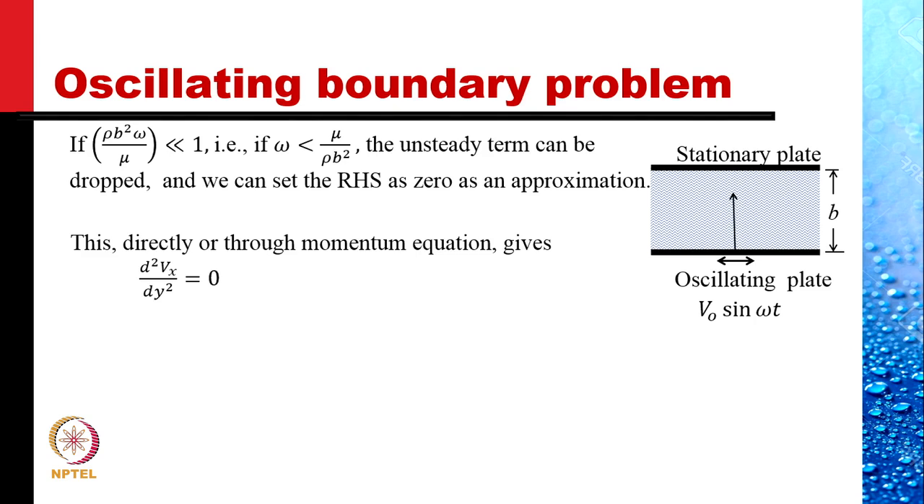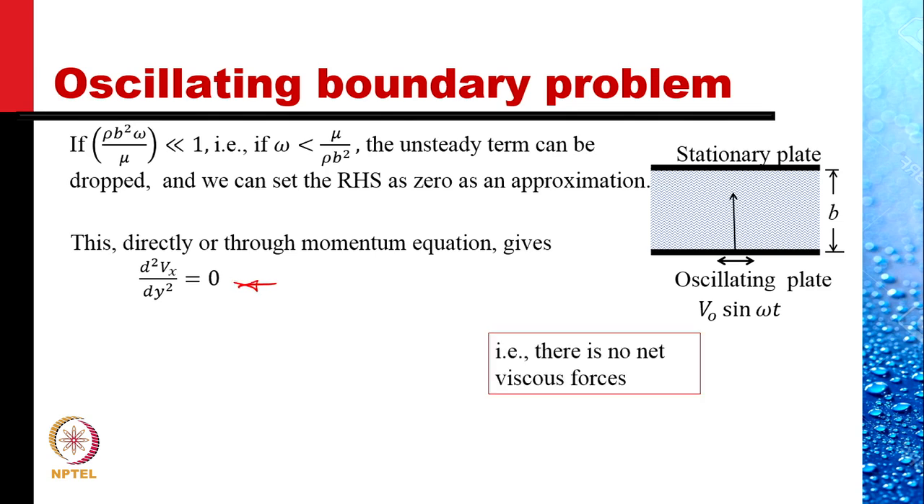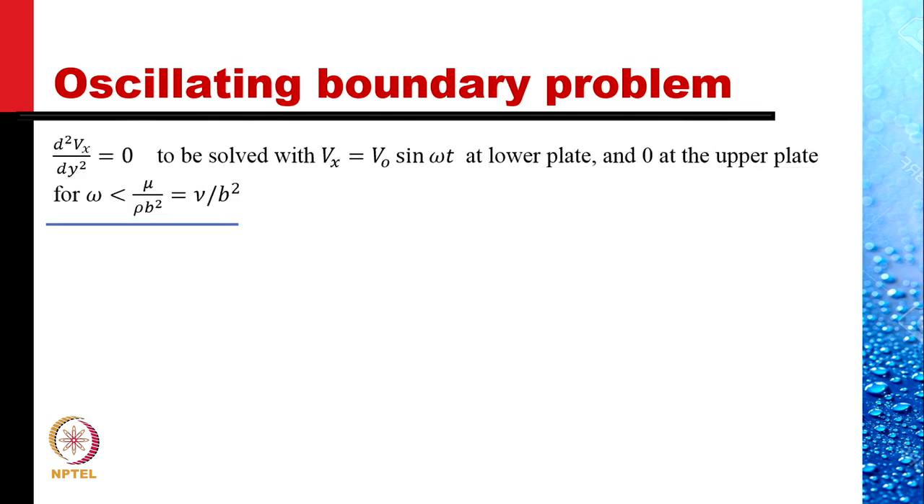This, directly or through the momentum equation, gives del square Vx by del y square equal to 0. That is, there is no net viscous force acting on the fluid. This is to be solved with the no slip boundary condition at the lower plate, Vx equal to V naught sine omega t, and the velocity is 0 at the upper plate. Again, a no slip condition.